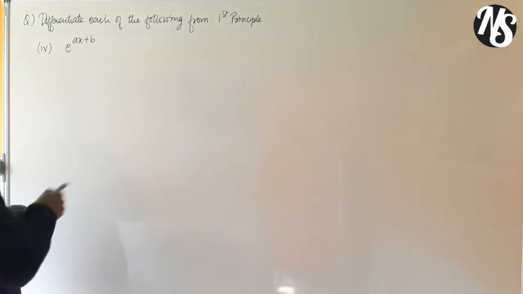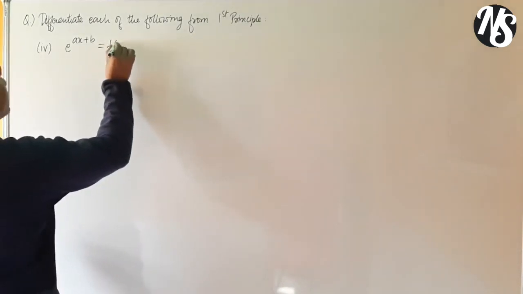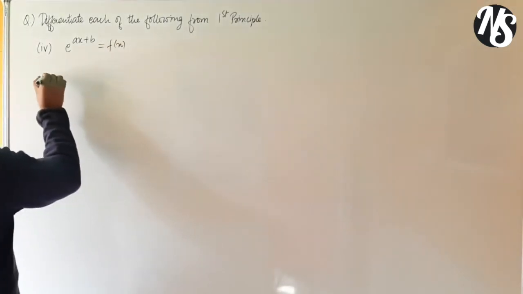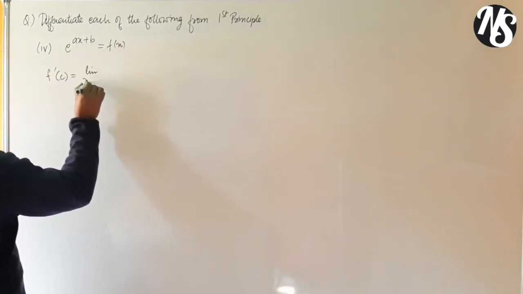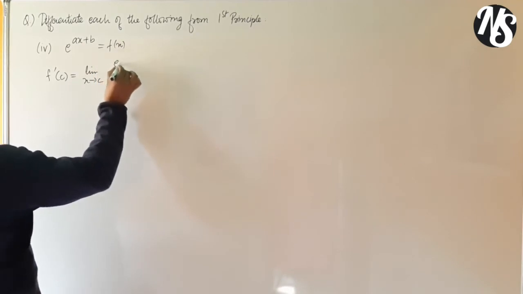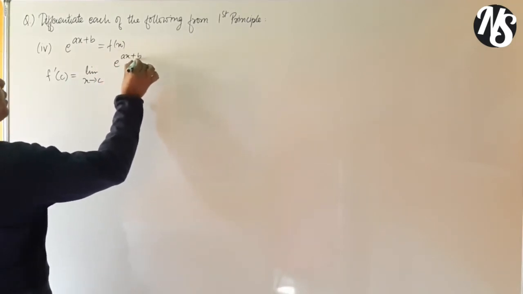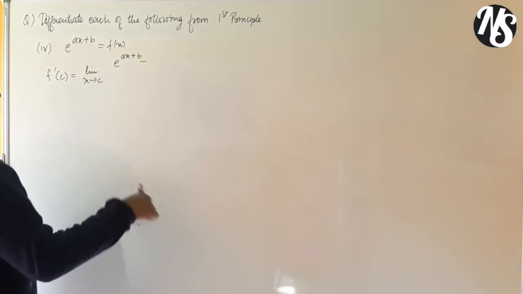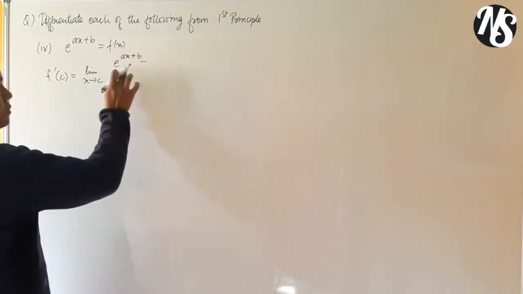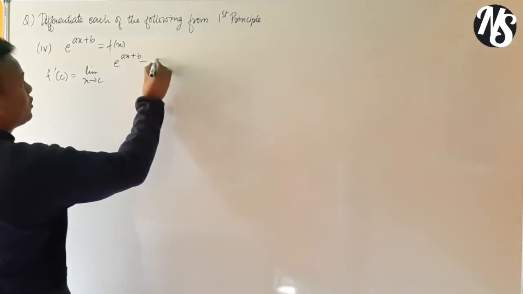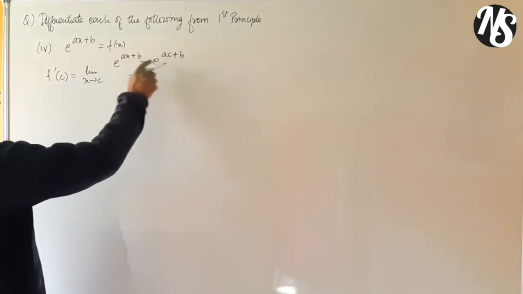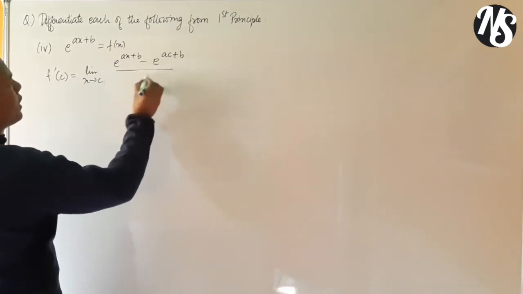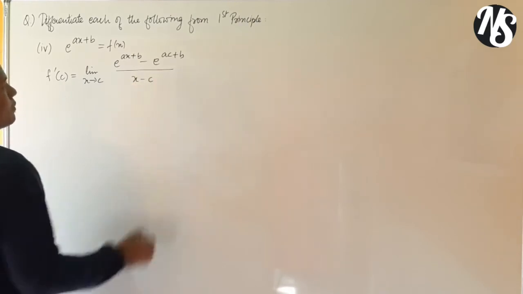So here we have another one, so let me call this to be fx. So we need to find f dash of c, which says limit x tends to c of fx, that is e to the power ax plus b, minus fc, divided by x minus c. So fc becomes e to the power ac plus b. Instead of x, just write c.